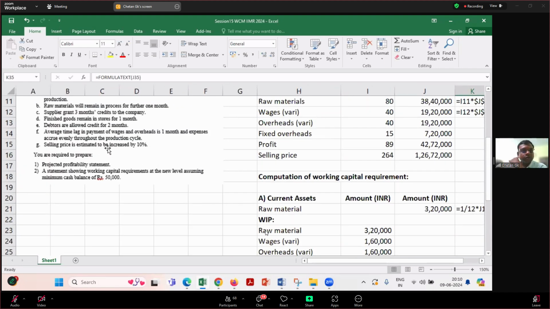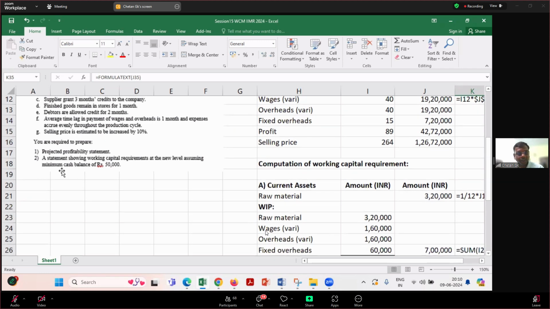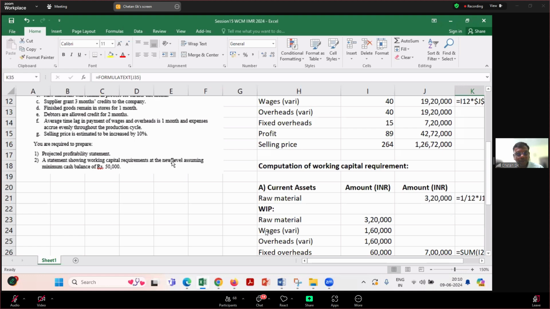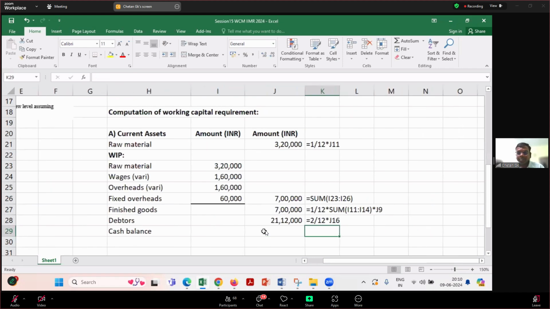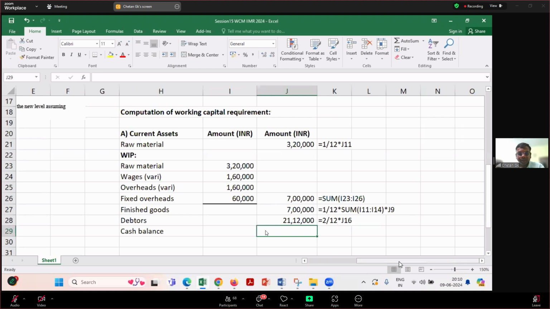Fine. So we are done with the time lag of expenses with the wages and overheads. Next is selling price. We have taken that into consideration. And you can see the statement showing the working capital requirement at the new level, assuming that the minimum cash balance is 50,000. They have said that based on their experience, for any other contingencies, they want to keep a cash balance of 50,000 plus.